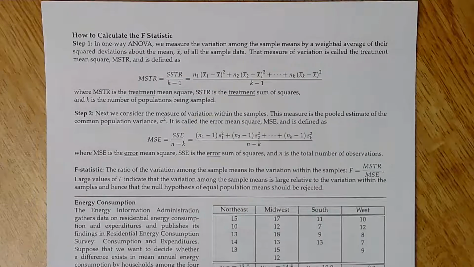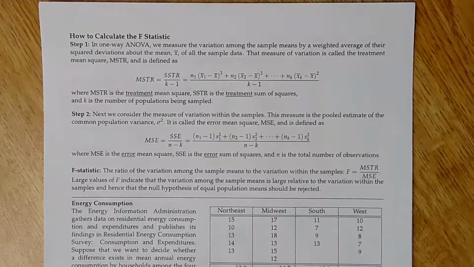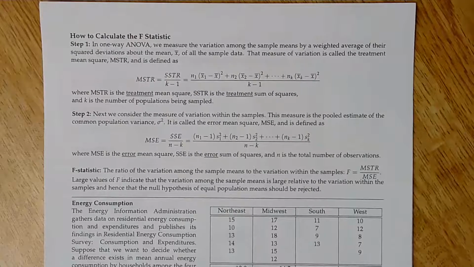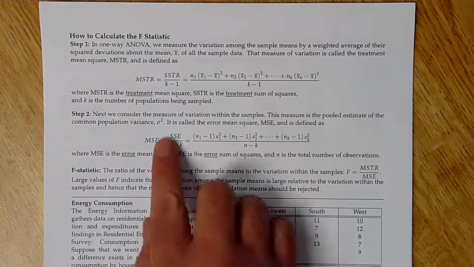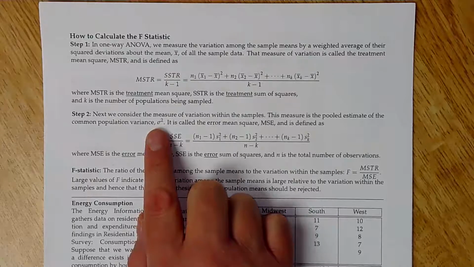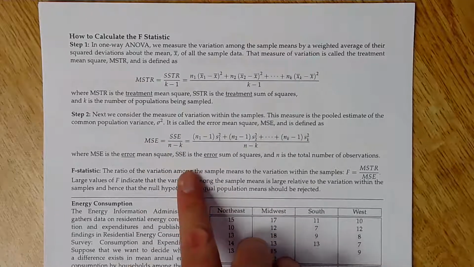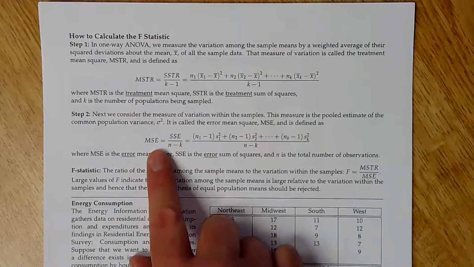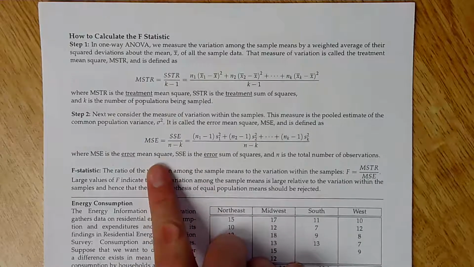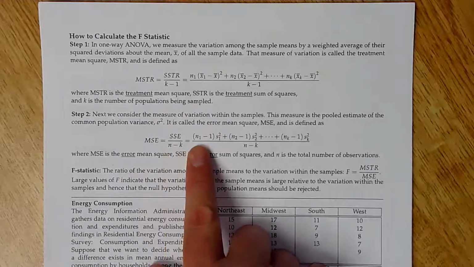So to find the denominator, we're considering the measure of variation within the samples. So this is a pooled estimate of the common population variance, sigma squared. So remember that sigma is the population standard deviation, and whenever you square a standard deviation, you get the variance. Okay. So we're going to look for the mean square error, and we're going to take the sum of squares of the errors and divide it by n minus k. So this formula is a little bit different.